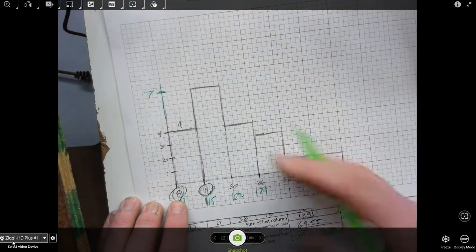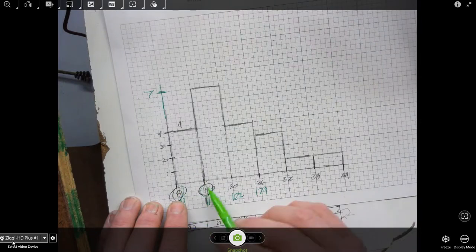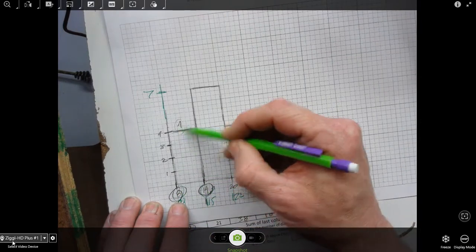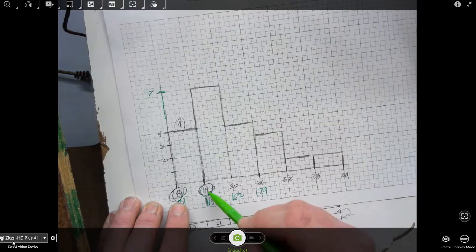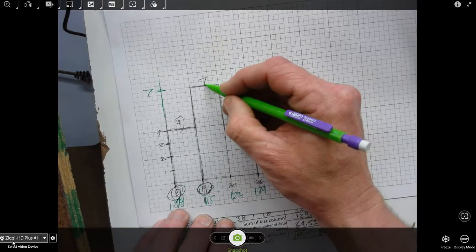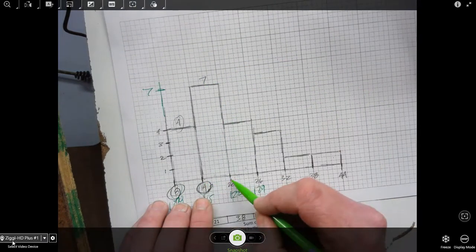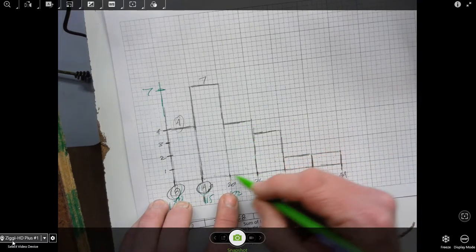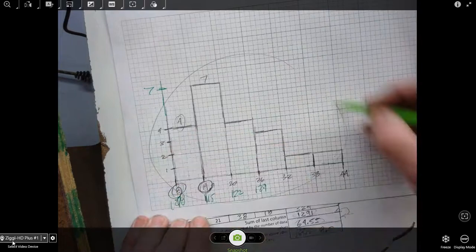So this is a different data set, but between 8 and 14, there were 4 numbers. There were 7 numbers that were between 14 and 20, and so forth and so on. There were 4 that were between 20 and 26 and so forth. We're going to create one of those.